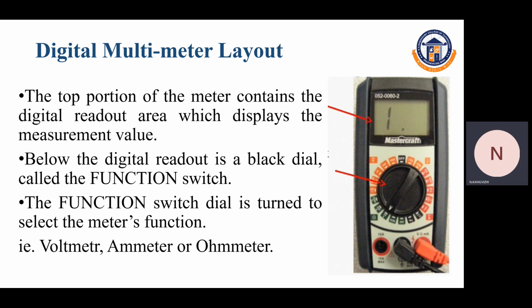The function dial switch consists of four things. Number one is voltage, current and resistance. The current and voltage are each divided into two parts: AC voltage and DC voltage, and AC current and DC current. The function switch is used to select the function, and finally there is the off position. So there are four different categories: current, voltage, resistance, and the off position.